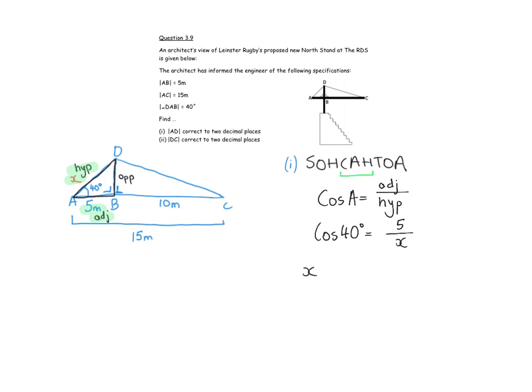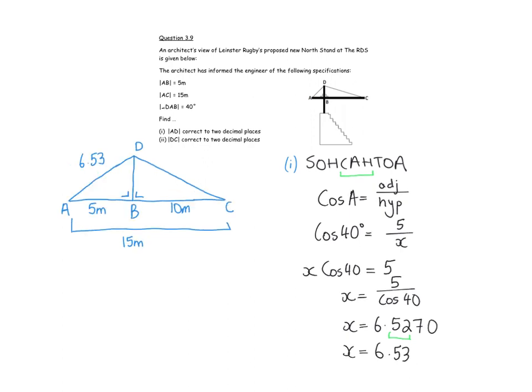Then we can multiply both sides by x, and we get x cos of 40 is equal to 5. And then to get x by itself, x is going to be equal to 5 over the cos of 40. Then you can just type that into your calculator. When you do, you're going to get the answer of 6.5270. And it wants it corrected to 2 decimal places, so we have to just have 2 decimal places. That's going to give us an answer of x is equal to 6.53.